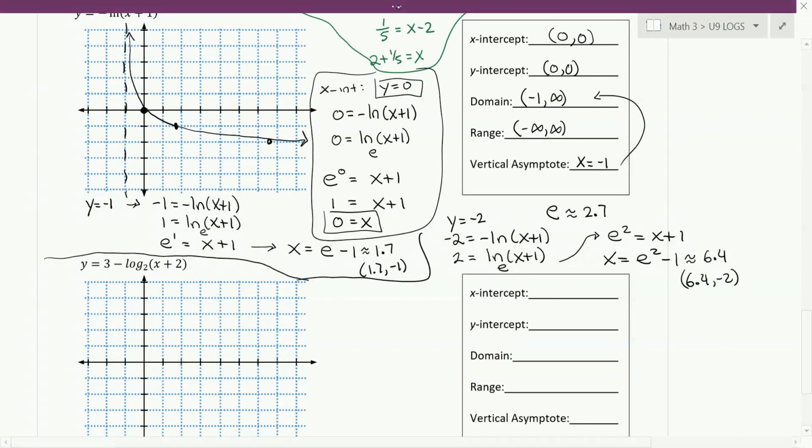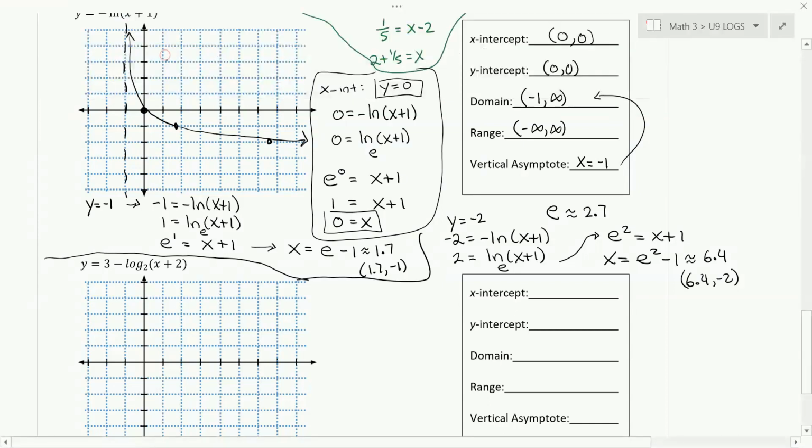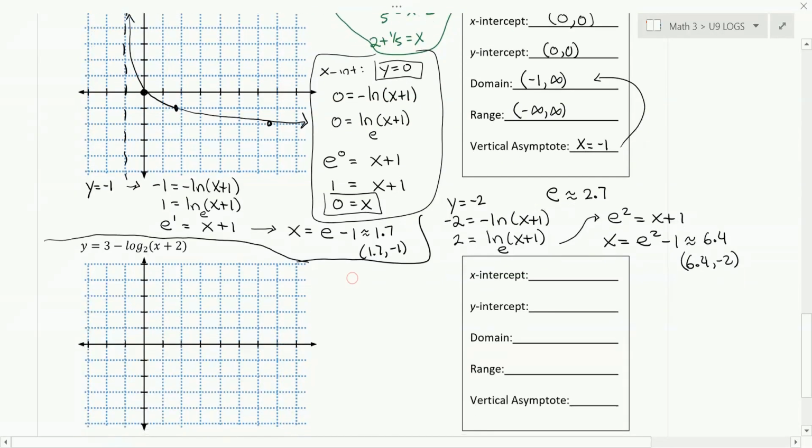All right, this last one, our vertical asymptote comes from this x plus 2 area here, because this is going to move it to the left 2. And so we're going to have x equals -2. Will we have a y-intercept? Yes, if your vertical asymptote is to the left of the y-axis, you will have that.